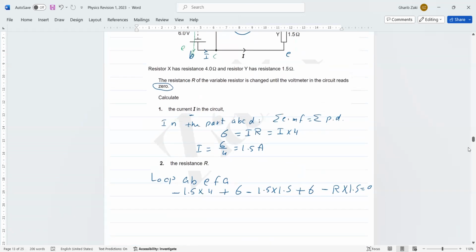Now we calculate the value of R from this. Use your calculator. Negative 1.5 multiplied by 4 plus 6 minus 1.5 multiplied by 1.5 plus 6 equals 3.75, so 3.75 minus 1.5 R equals 0. Now, shift this to the other side, 3.75 equals 1.5 R. So R equals 3.75 divided by 1.5. The answer is 2.5 ohms. So this is the answer of this question.